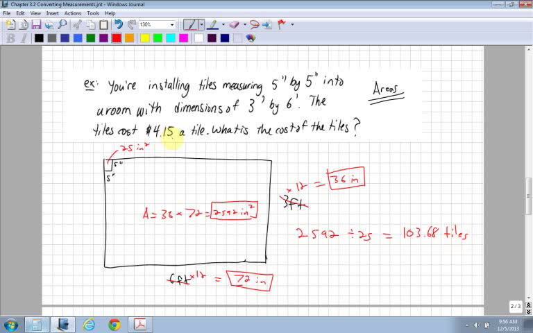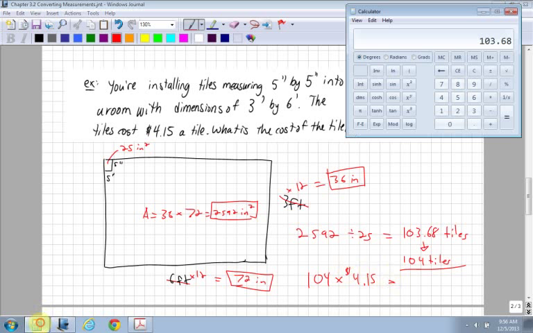Now, it's $4.15 a tile, so how many tiles am I actually going to need to buy? Well, I'm going to have to cut one. So that means I'm going to have to actually buy 104 tiles. So just make sure you understand that. And then what's the cost of that? Okay, well, I have 104 tiles times my $4.15 a tile to figure out the total cost.